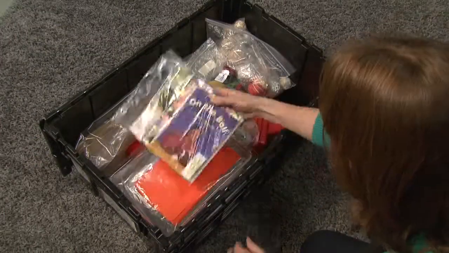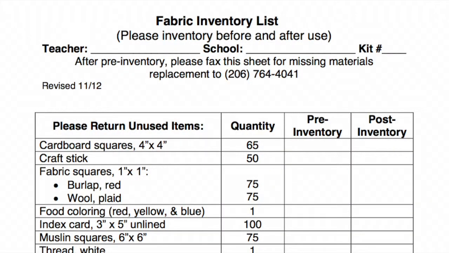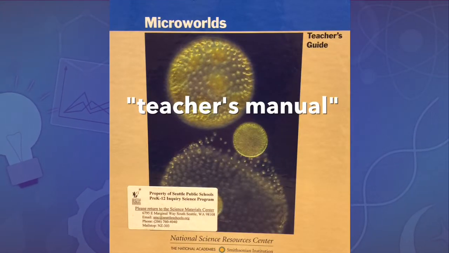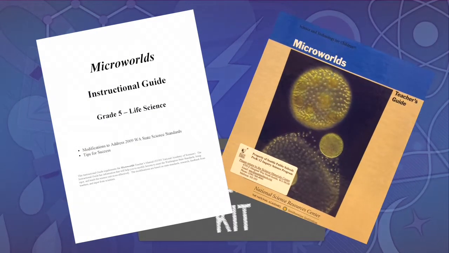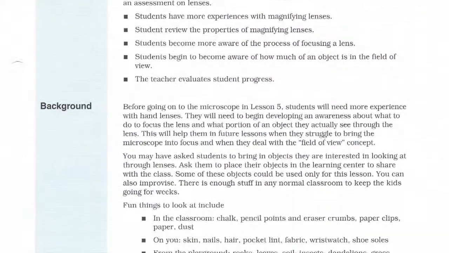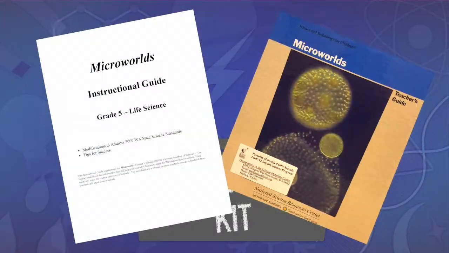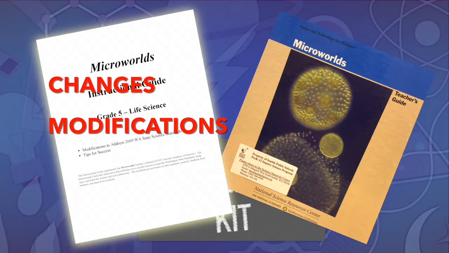When your kit arrives, you will find consumable and non-consumable items, a pre- and post-inventory list, and the teacher's guide, which we refer to as the teacher's manual. While the teacher's manual is included in the kit, we recommend you teach first from the instructional guide, the IG, that you have downloaded and refer to the manual when noted. The teacher's manual also has important science content background knowledge for teachers that you should familiarize yourself with before teaching the unit.